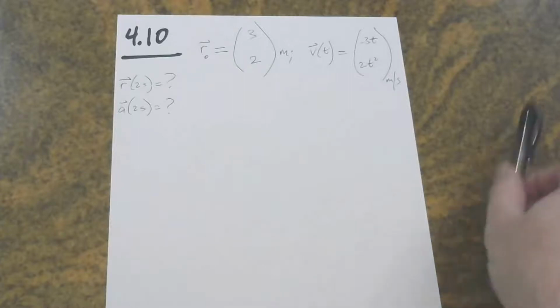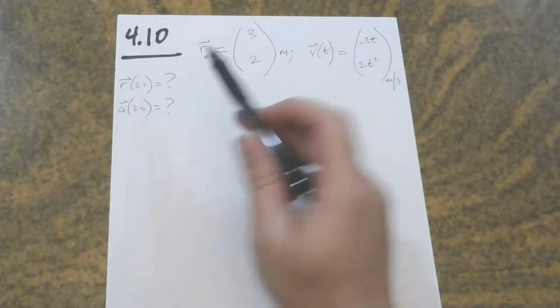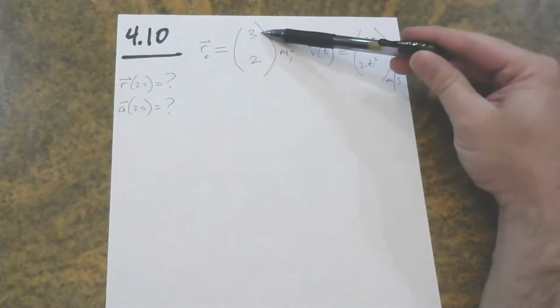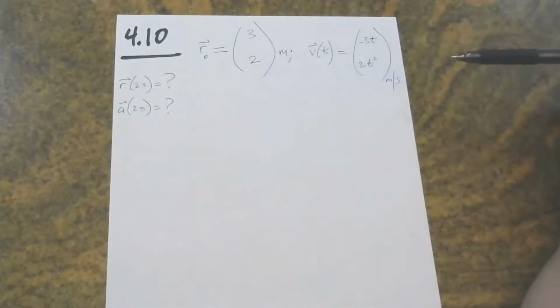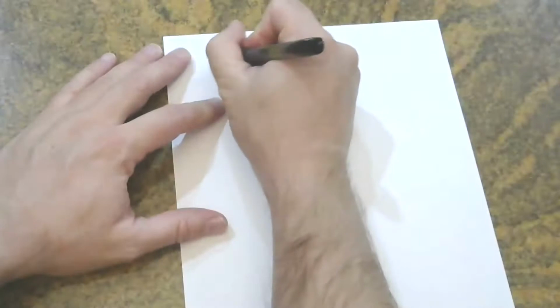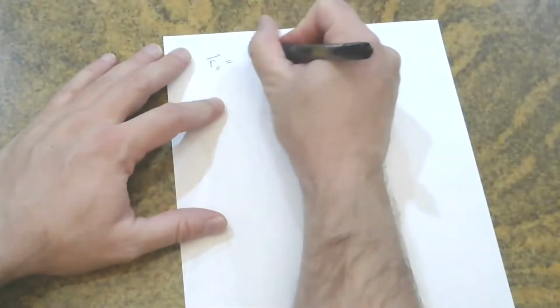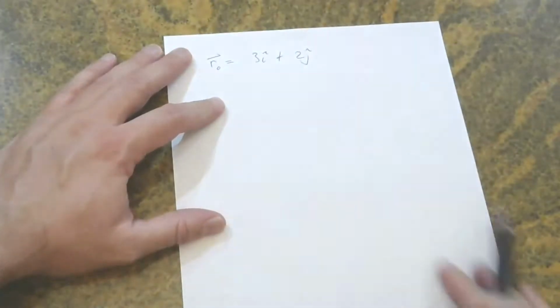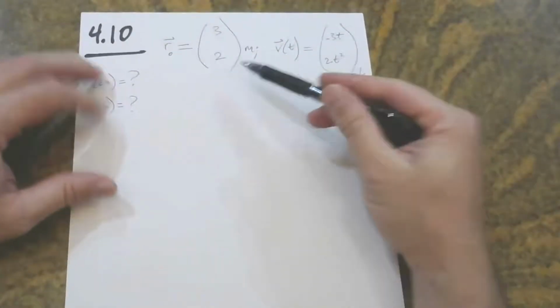Here we are. Initial position vector. I've chosen to write it in that column notation. So this is the x component, this is the y component. You don't have to do it this way. Your solutions manual likes to leave everything in terms of basis vectors. So they'll say, for instance, 3 in the i hat plus 2 in the j hat. That's perfectly fine. I just think this is easier.